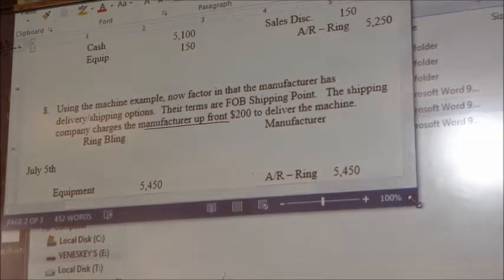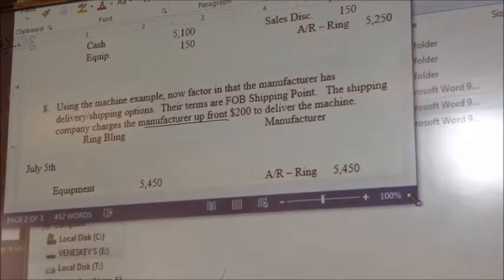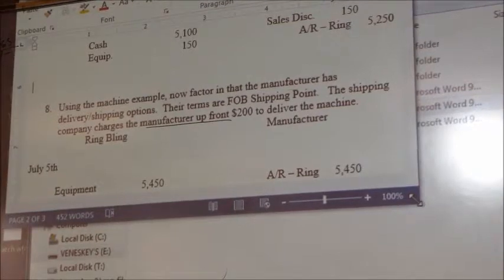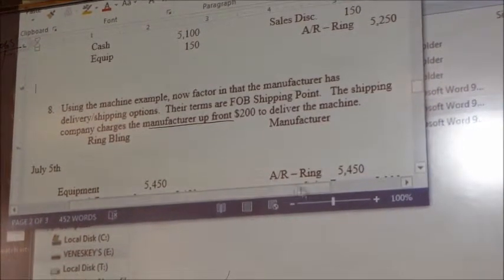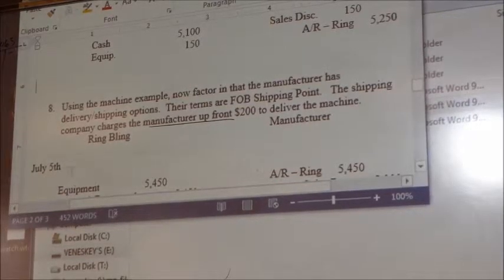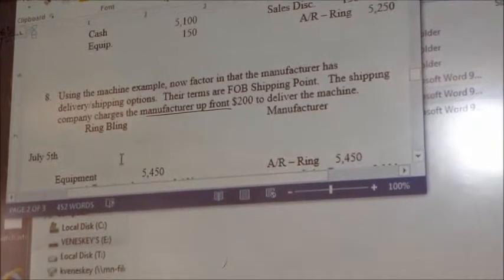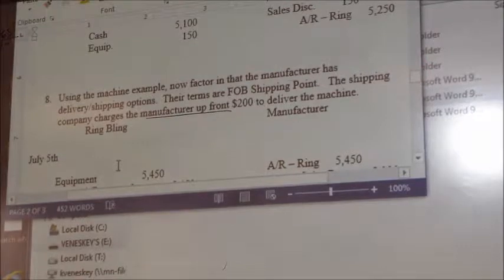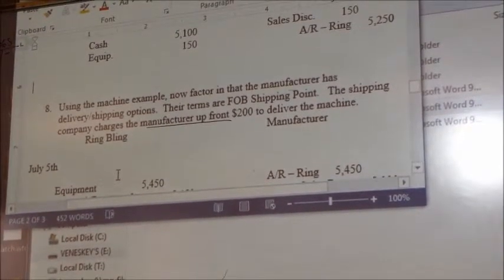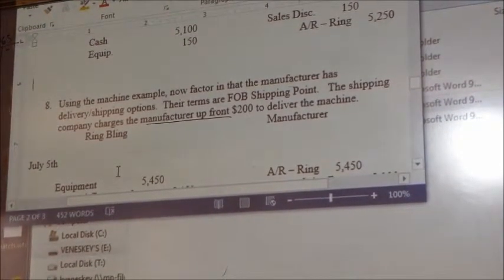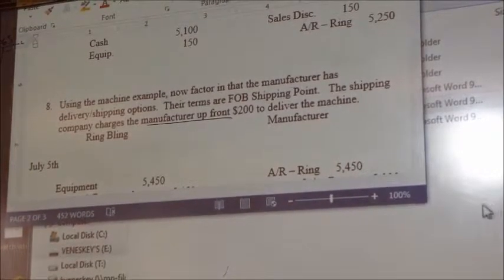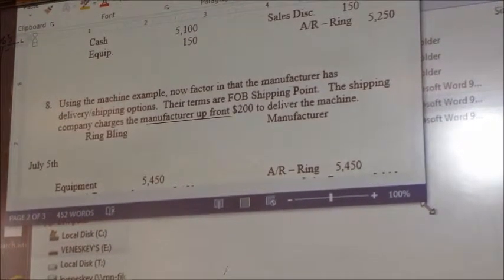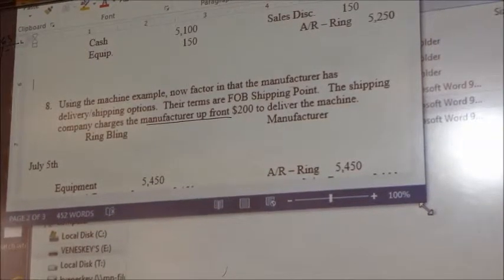So even with shipping, the shipping doesn't go directly towards the other person, and then that goes to somebody separate, wouldn't it? Or no? Oh, no, if we were to show the shipping from the manufacturer, we're doing that here. Okay. That's what we're gonna do. So, Ring Bling owes me $5,450. Now we just need to break down, where is that $5,450 going?